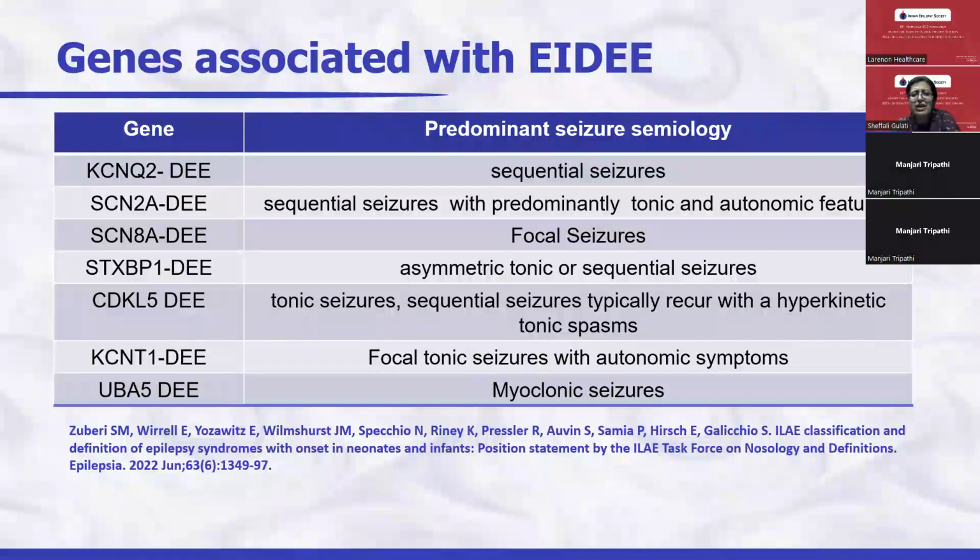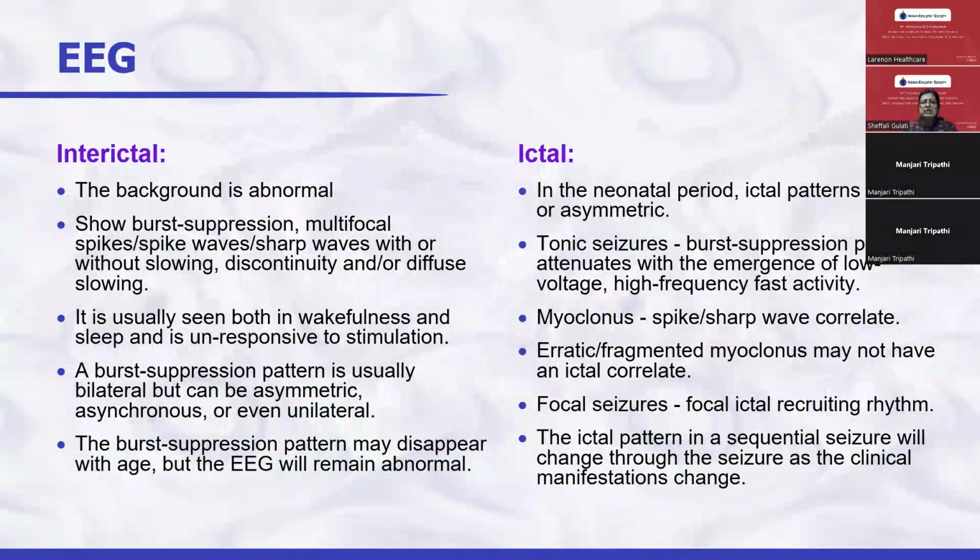There are many genetic conditions which have been identified along with this EIDE, and just for us to understand, we have to understand that the interictal EEG is abnormal and may show a burst suppression pattern with multifocal spikes, spike waves or sharp waves. It is usually seen both in wakefulness and sleep, and is unresponsive to stimulation.